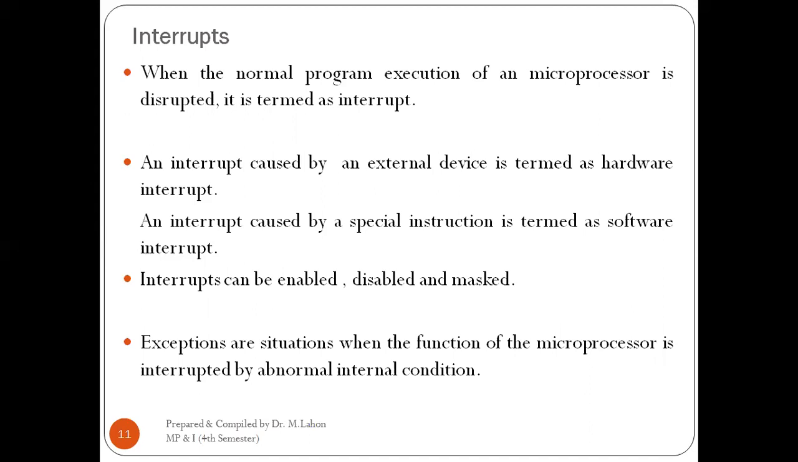Interrupts can be enabled, disabled, and masked. We will see there are some maskable interrupts, there are some unmaskable interrupts. The next, exceptions, are situations when the function of the microprocessor is interrupted by some abnormalities in the internal condition. So they are called exceptions. When we go for programming or coding, we have to code certain things for exception handling also, which may happen due to some abnormal internal condition.